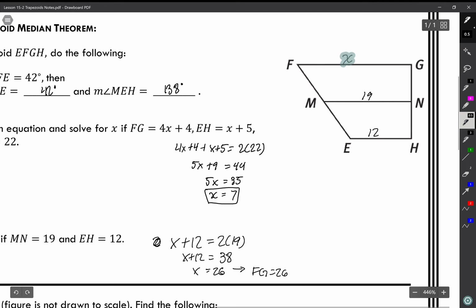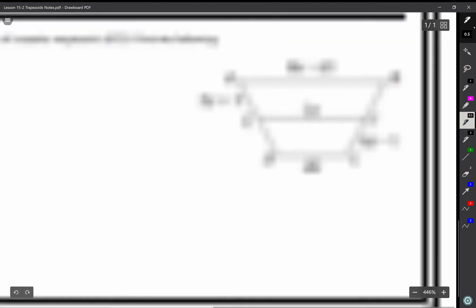We can check ourselves to make sure we got that right. 26 plus 12 is equal to 38, divided by 2 is 19. And awesome, that's what we were hoping to find.